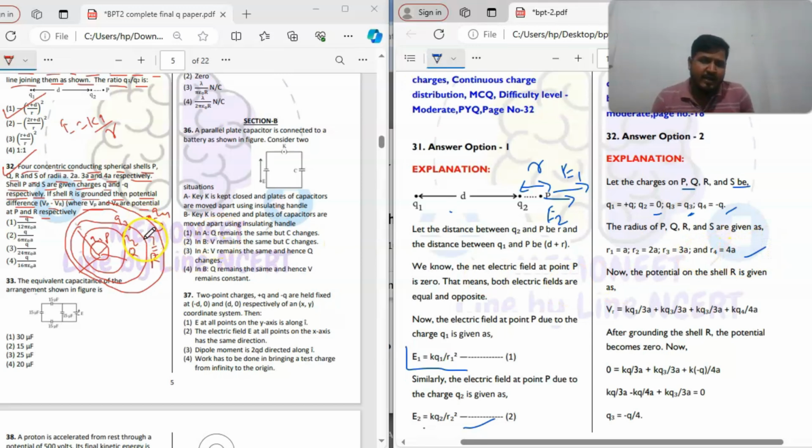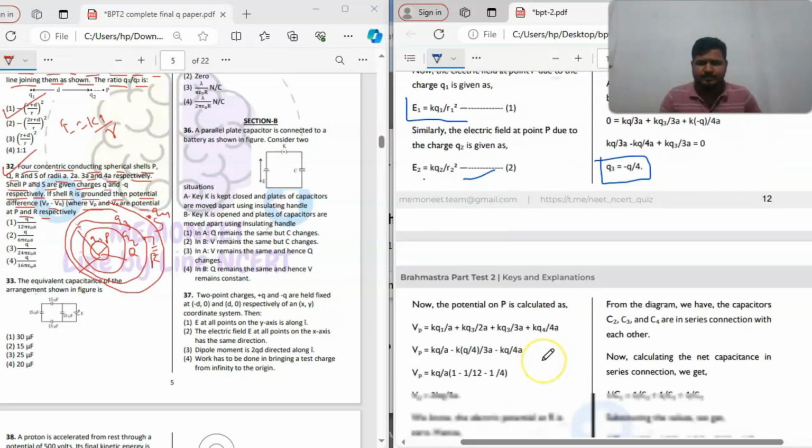Now we have to find the value of Vp, and for that we don't know the charge on R. So first of all, let us find the value of charge on the shell R. The potential of the shell R is kq1 by 3a plus kq2 by 3a plus kq3 by 3a plus kq4 by 4a. Now after grounding, the potential is equal to 0, then after solving this we get q3 is equal to q by 4, right?